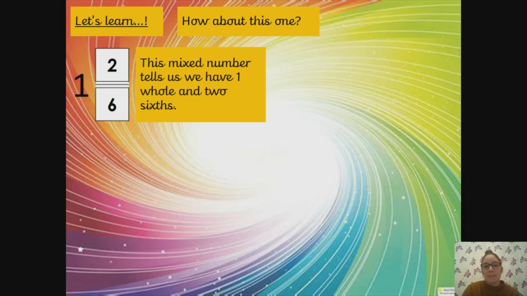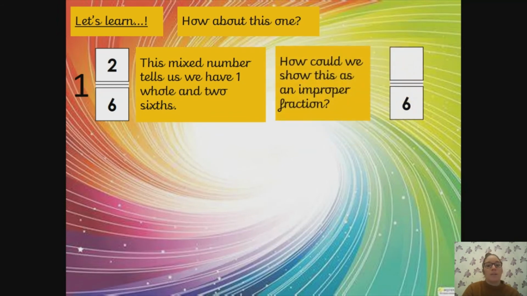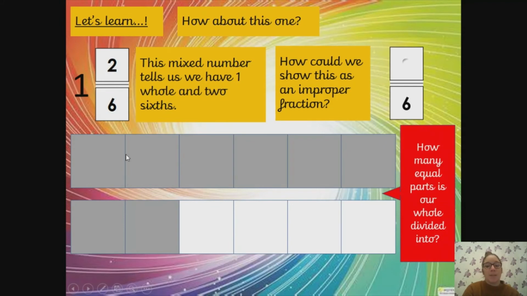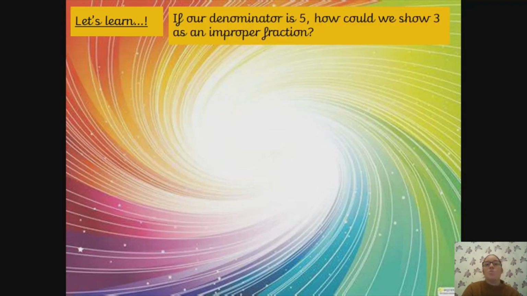So this mixed number tells us we have 1 whole and 2/6. Okay, let's have a look again. So we know our denominator is going to have a 6 because that doesn't change. And then we're going to represent it with the bar model. So this time it's been divided into 6 pieces. We've got our whole, which is 1 whole here, which is 6 out of 6 pieces, and then we have our fraction, which is 2 out of the 6. So altogether we have 8. Our fraction is 8/6.